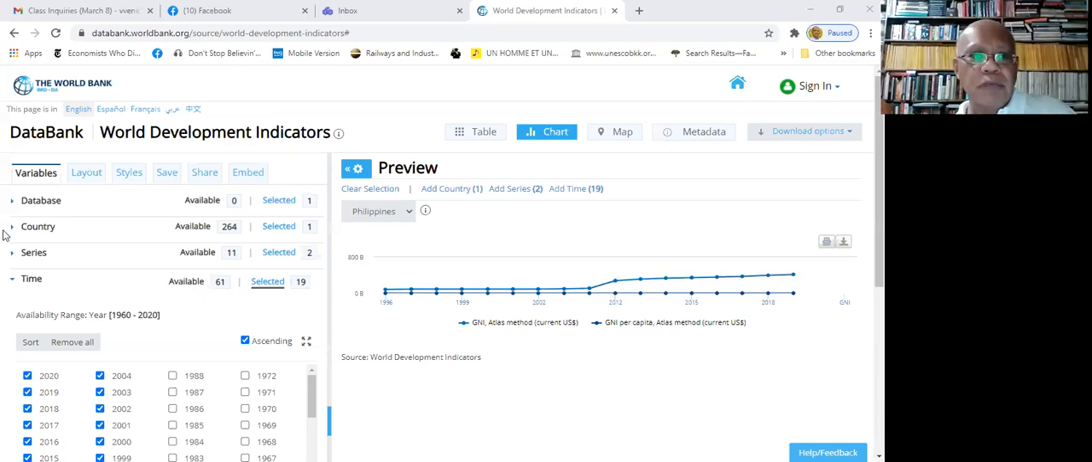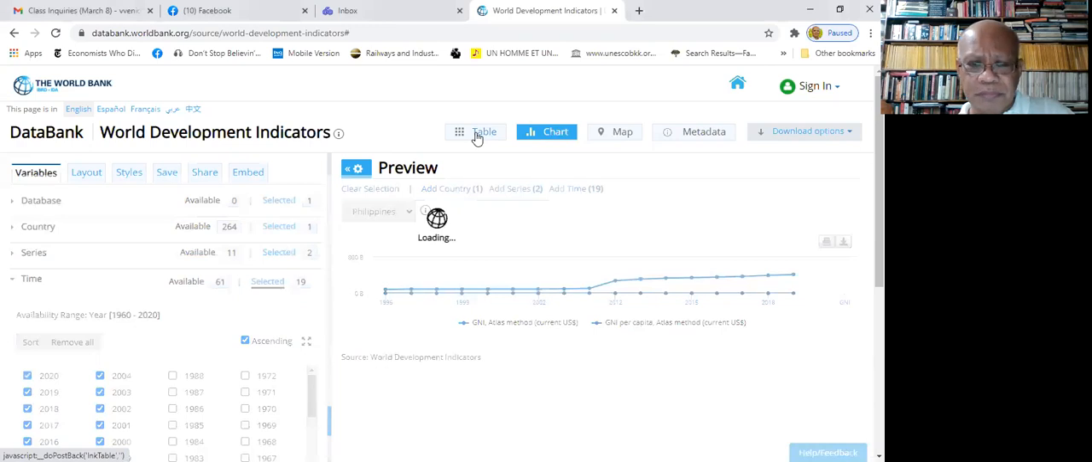If you look at the World Development Indicators here, for example, I selected the Philippines, and you have here the 264 country series, and I've chosen the Philippines. I said GNI per capita, Atlas method, 1996 up to 2020. You can convert it into a chart. Okay, view as a chart. They can construct that for you as a chart, or it can be a table.